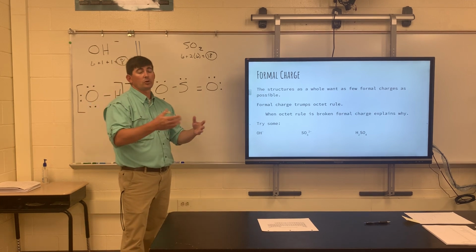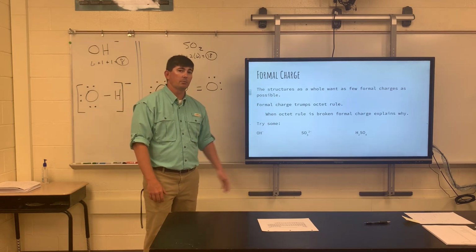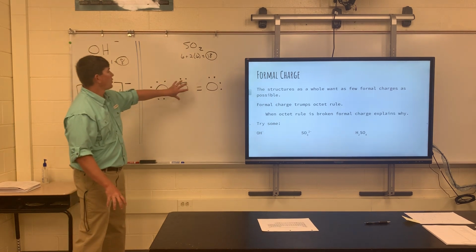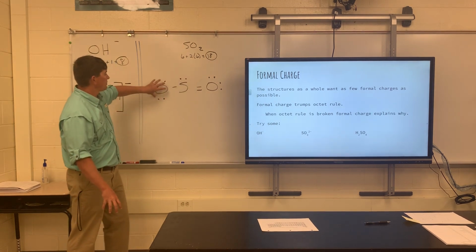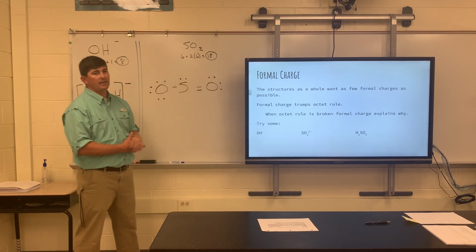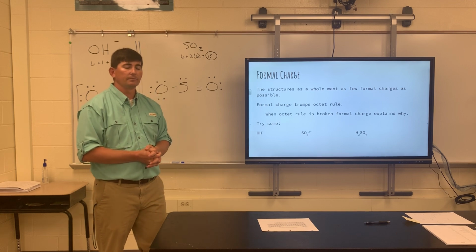Formal charge would explain why. Formal charge always explains why the octet's being broken. And when the octet rule is being broken, it would always be broken by a central atom. It's never going to be broken by atoms around on the outside. It would always be broken by a central atom if the octet was to be broken.